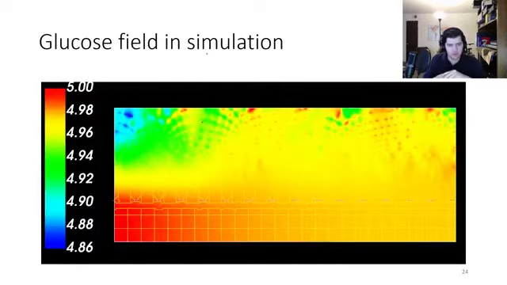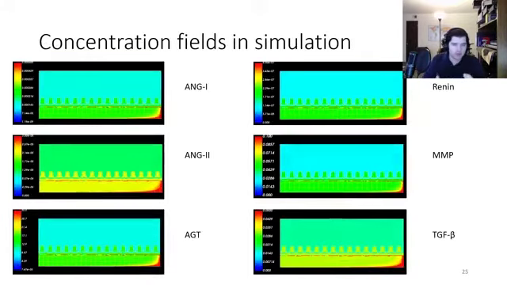This is the glucose field in our simulation at a time step. We still see artifacting. That is likely due to the artifacting in the velocity field. And these are the concentration fields in our simulation. Note the concentration polarization moving from left to right in the mesangium. This agrees with prior models looking at fluid flow and solute transport inside the mesangium. We also see a concentration polarization right beneath the glomerular basement membrane.